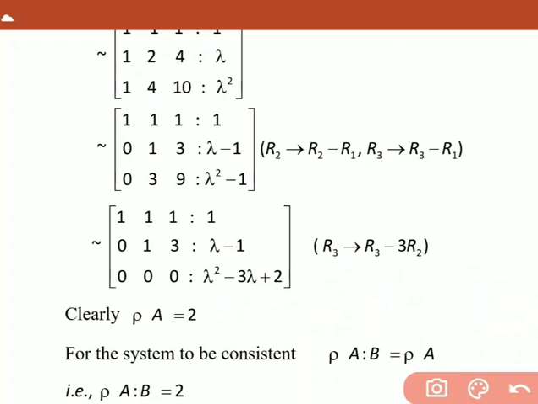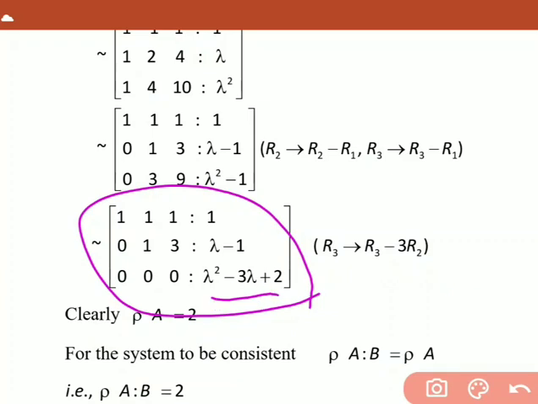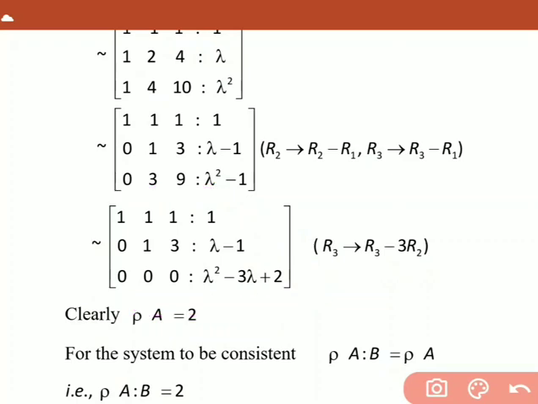So what does this imply here? This implies the rank of this matrix A. Rank of this matrix is 2 because there are only 2 non-zero rows in this. So rank of A is equals to 2. And rank of AB. For the system to be consistent, rank of AB is equals to rank of A. Then only it is consistent. So for that, to have a solution, the rank of A colon B must also be equals to 2. So this is possible only when this element is equals to 0. Then only these two ranks are equal. So for that, we have to take here.